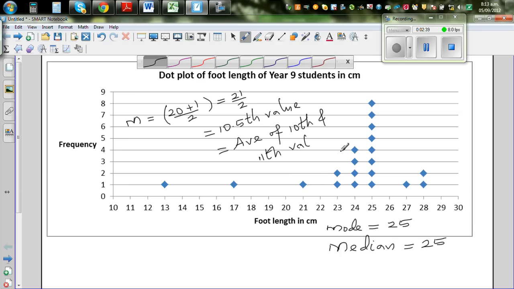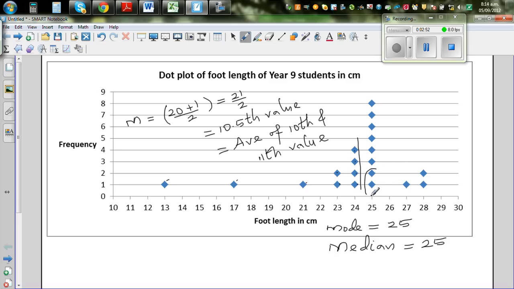Okay, I'll also show you how you can do this on Excel. So you count 9 to the left: 1, 2, 3, 4, 5, 6, 7, 8, 9. So these are your 9 values. So these are your 10th and 11th values. Then you got again 9 values to the right: 1, 2, 3, 4, 5, 6, 7, 8, 9. So the median is also 25. So that's how you can calculate mode and median from a dot plot.